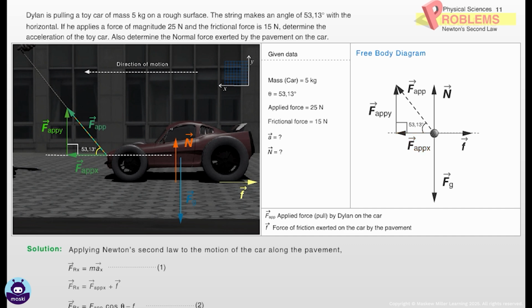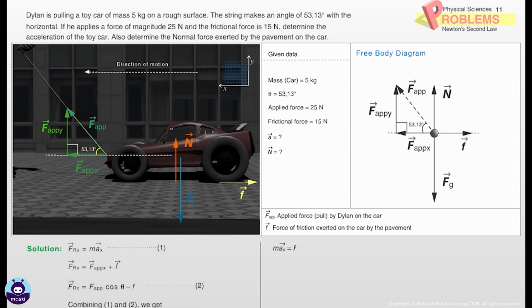Combining 1 and 2, we get m a_x equals F applied cos theta minus F equals 25 cos 53.13 minus 15 equals 0 newtons. The acceleration has come out to be 0. Therefore, the toy car is in uniform motion and no net force is exerted on it.